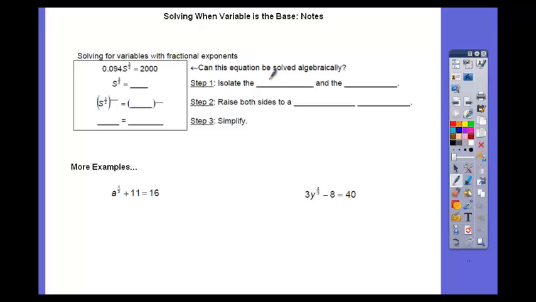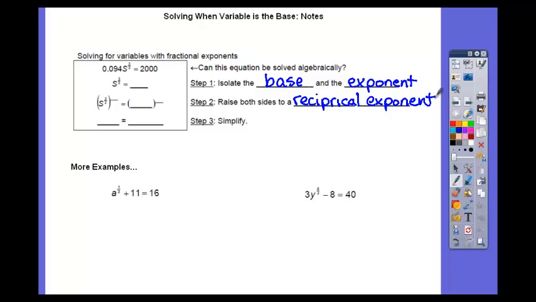All right, guys, we're going to be solving when the variable is in the base. The first step is to isolate the base and the exponent. The second step is to raise both sides to a reciprocal exponent. And then the third step is to simplify.